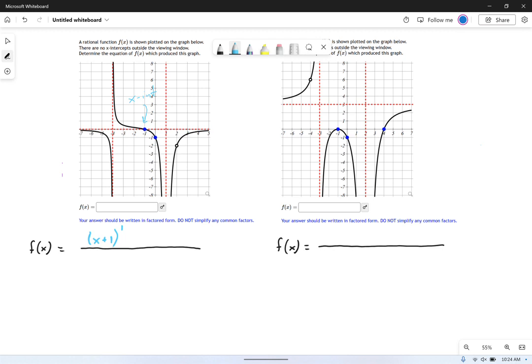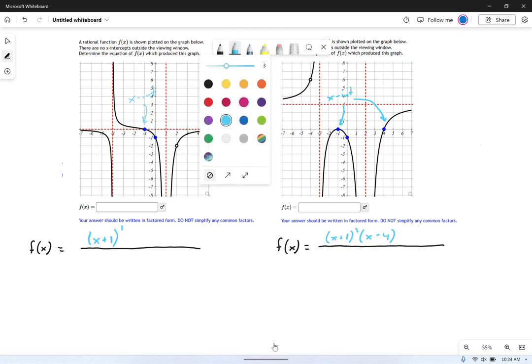On the right, I've got an x-intercept in several places. There's one, and there's one over there. So those factors are going to be x plus 1 squared, because it's bouncing, and the one over here is going to be x minus 4. Okay, so there's your x-intercepts.